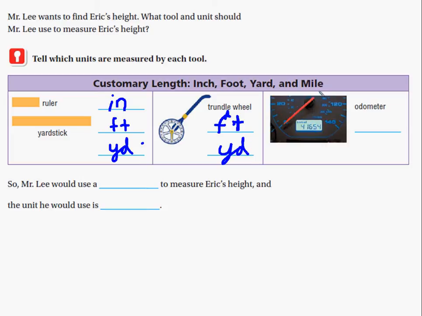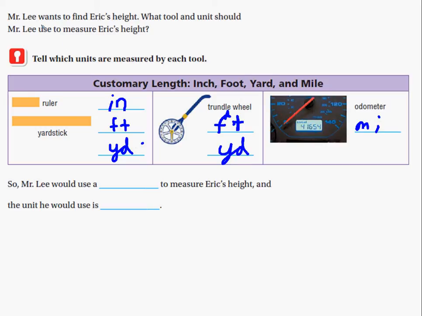And a mile, well, miles are something that you would measure in your car. You wouldn't walk 20 miles with a trundle wheel or lay down your yardstick for 20 miles over and over again to measure it. You'd use your odometer. So miles would go here.